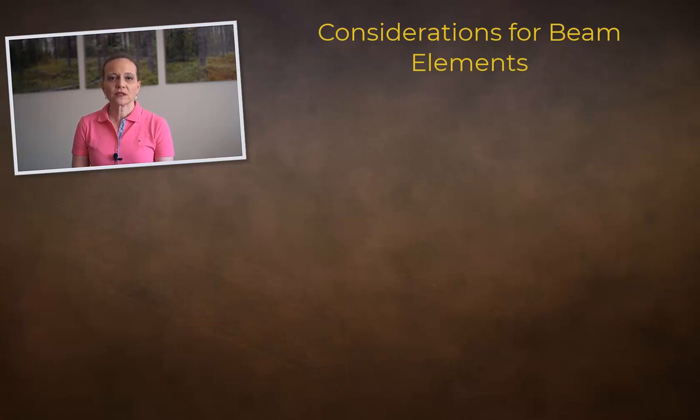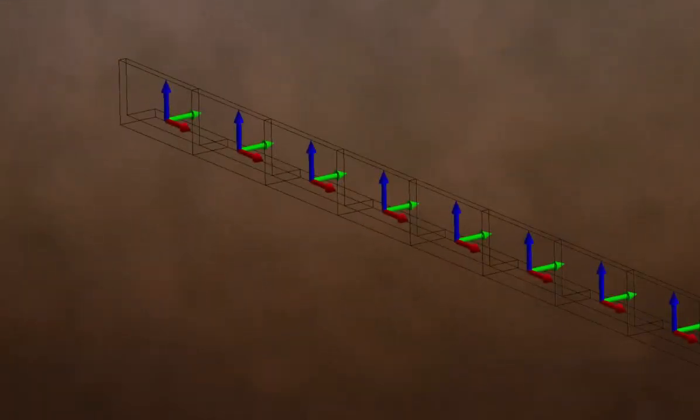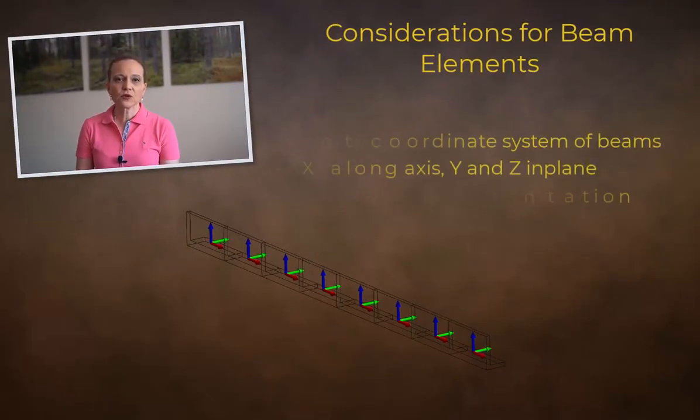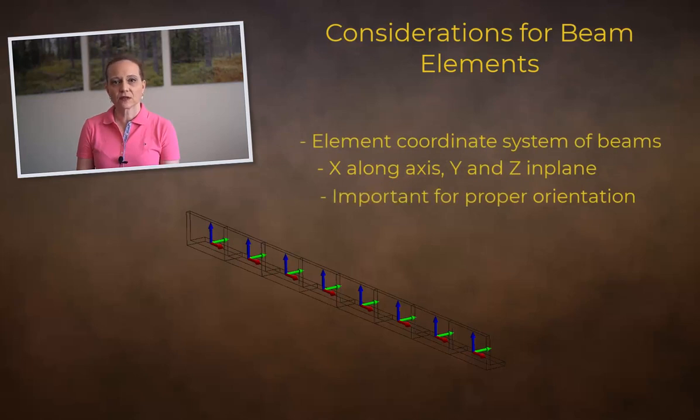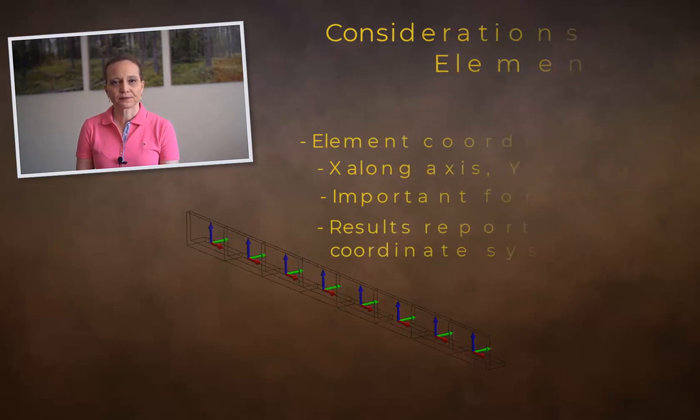One other important consideration is that beam elements have their element coordinate system oriented with X along the axis of a beam, and then Y and Z in plane. This can be important to properly orient the beam section, and it's also important when extracting results since the stress-strain results will be reported in this element coordinate system.